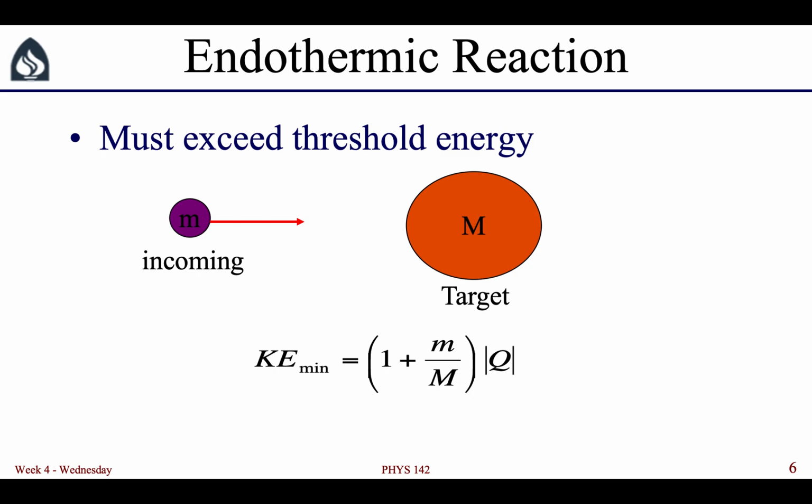So if we have an endothermic reaction, one that requires an energy input so that some of the energy gets turned into mass, then one of the ways of doing that is by taking a lighter nucleus and throwing it against a target nucleus. So you have a very high kinetic energy incoming nucleus and a stationary target nucleus. In this particular instance, the minimum kinetic energy that the incoming nucleus would need is going to be equal to 1 plus the ratio of the masses times the absolute value of the Q value for the reaction that needs to occur.